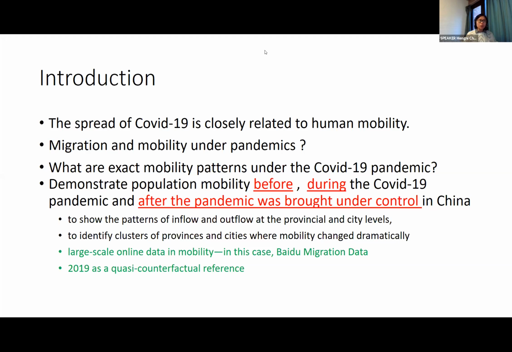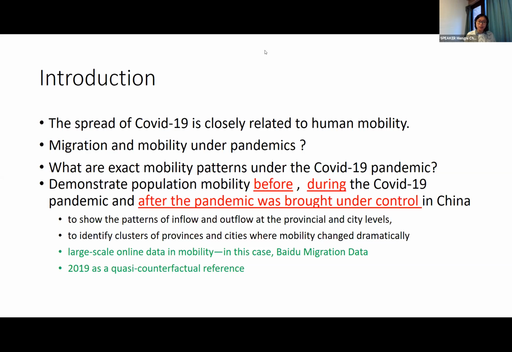So the aim of the study is to demonstrate population mobility before the COVID-19, during the COVID-19, and when the COVID-19 pandemic was brought under control in China. Specifically, the study tries to show the patterns of inflow and outflow at the provincial and city levels, and also tries to identify clusters of provinces and cities where mobility changed dramatically.